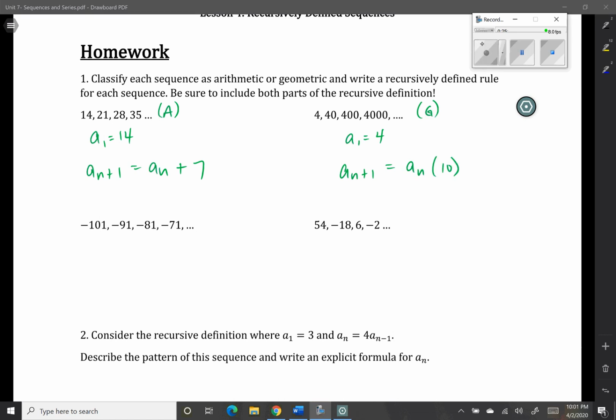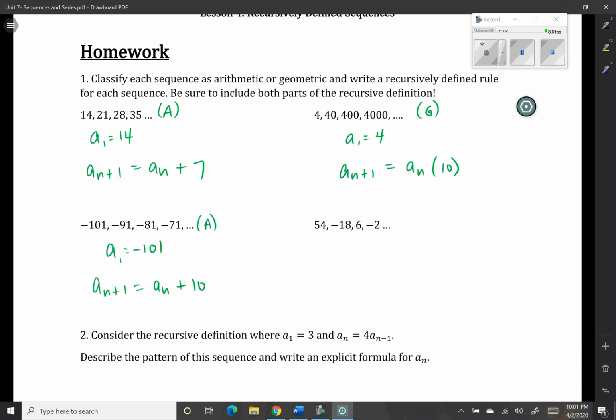All right, moving on to the next one, I notice that this next one is arithmetic. And the first term is negative 101. To get from one term to the next, we add 10. So I'll say the next term is equal to the previous term plus 10.